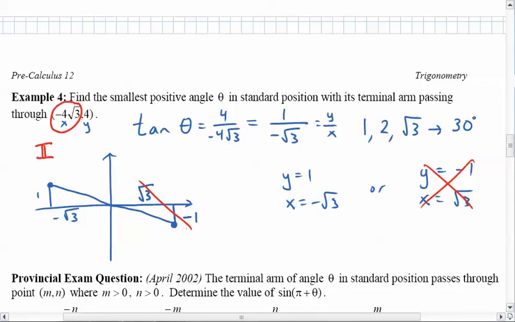So in standard position, well, we've got the reference angle of 30 degrees. So that means that my standard position angle must be 180 minus 30, or 150 degrees.